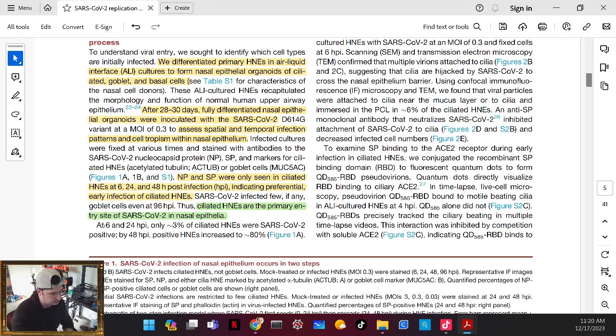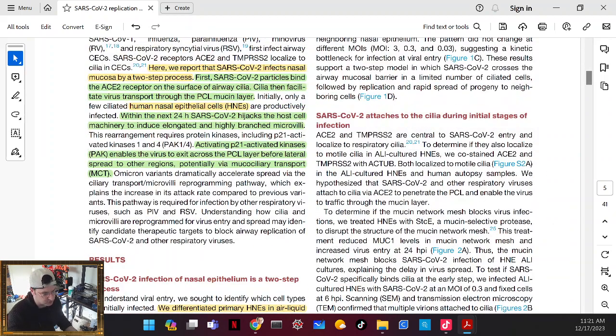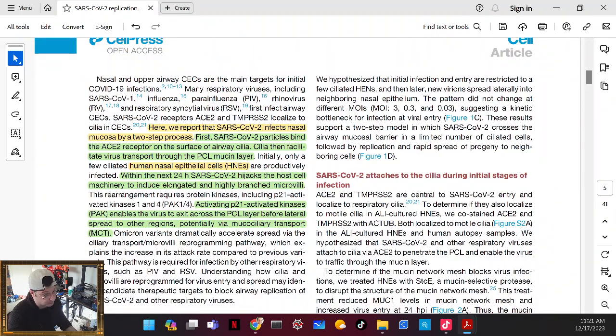So at 6 and 24 hours, approximately only 3% of the ciliated human nasal epithelial cells were infected with COVID, but by 48 hours, that increased to 80%. So it's sort of like exponential infection growth, and that's likely due to the growing of the microvilli that's happening, because like we were talking about, when COVID has to travel less distance and it has more surface area, then you're going to have an easier time for the infection to progress. So the fact that it's force growing them, it's really cool.